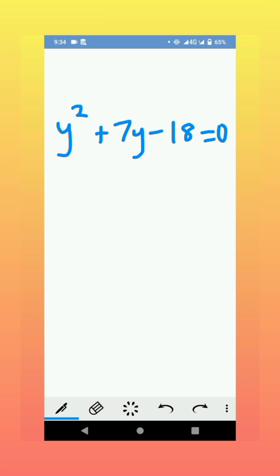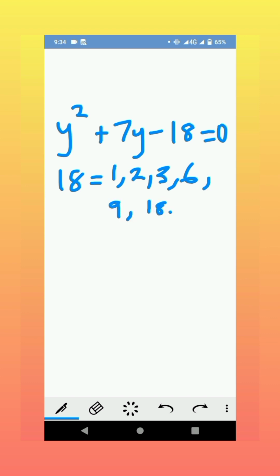Alright, in this example we have y squared plus 7y minus 18. Our AC still remains 18. Alright, so factors of 18 here will be 1, 2, 3, 6, 9, and eventually 18. So what two numbers will you multiply that will give you 18, and when you add will give you 7? I think it should be plus 9 and minus 2. So those are the values. So we substitute immediately.